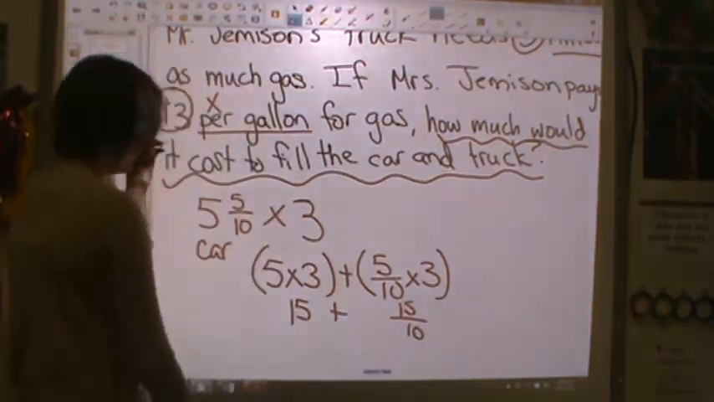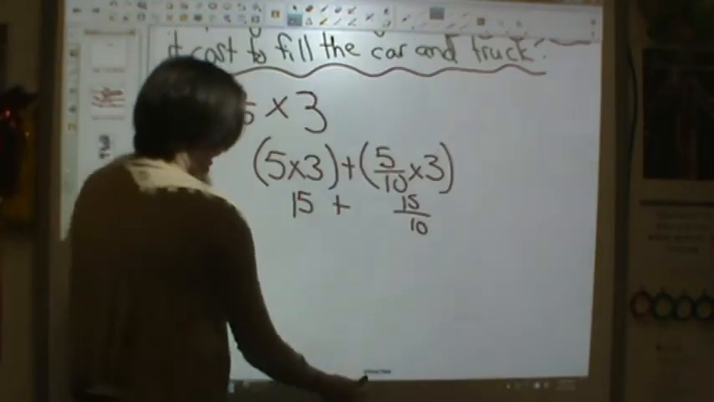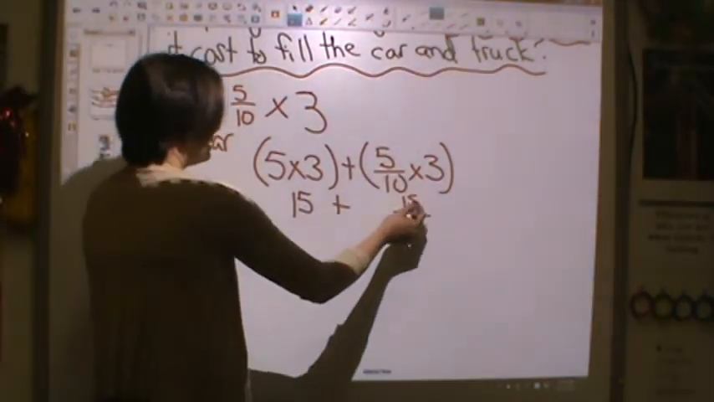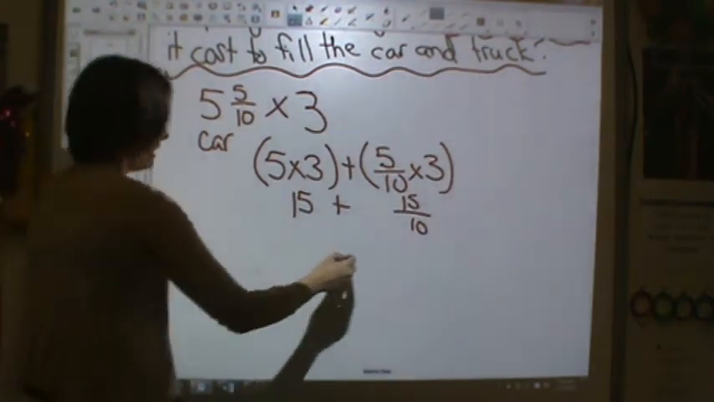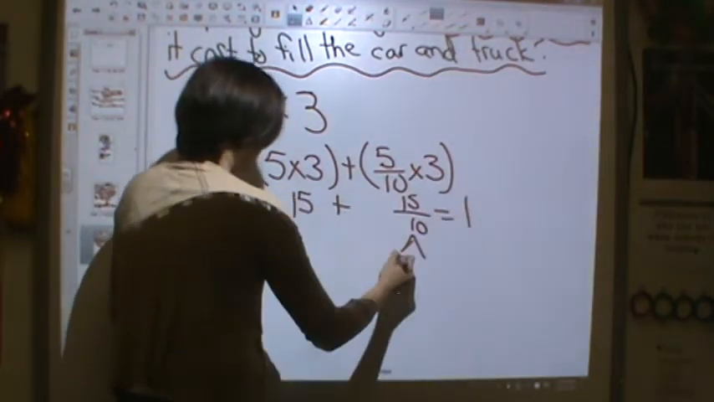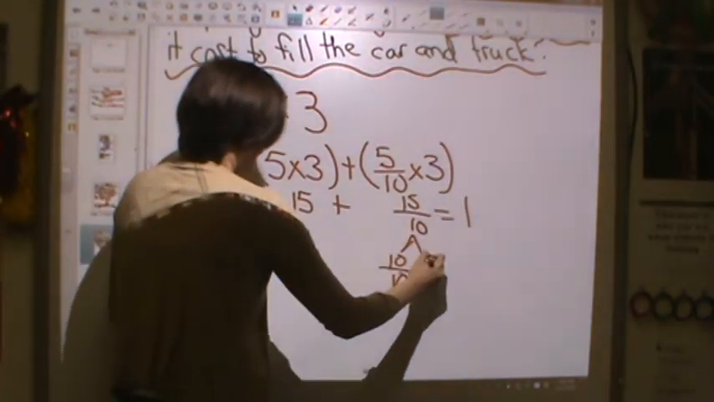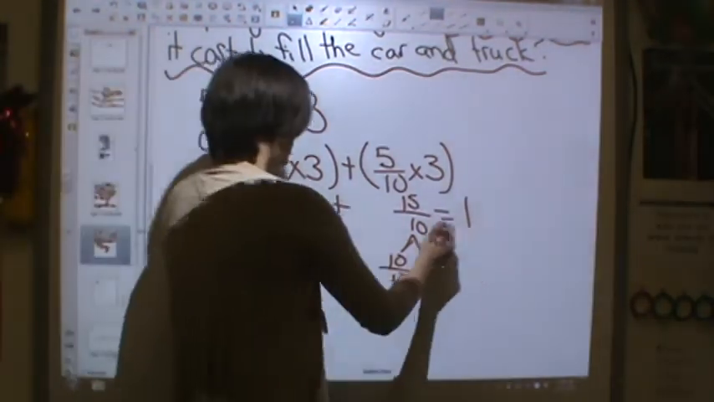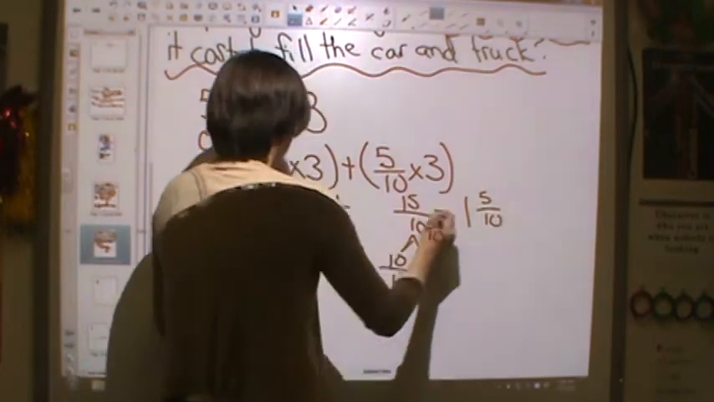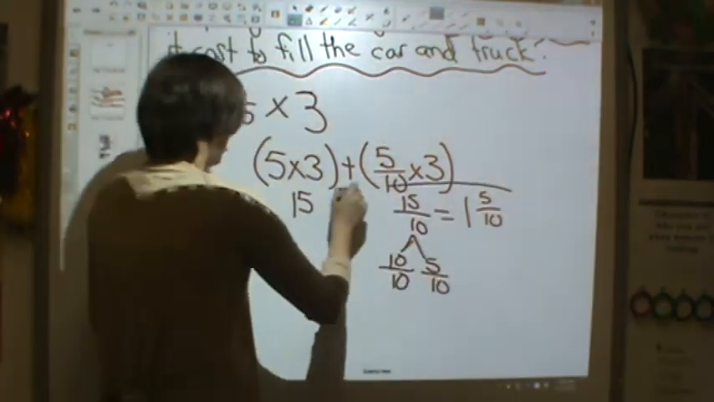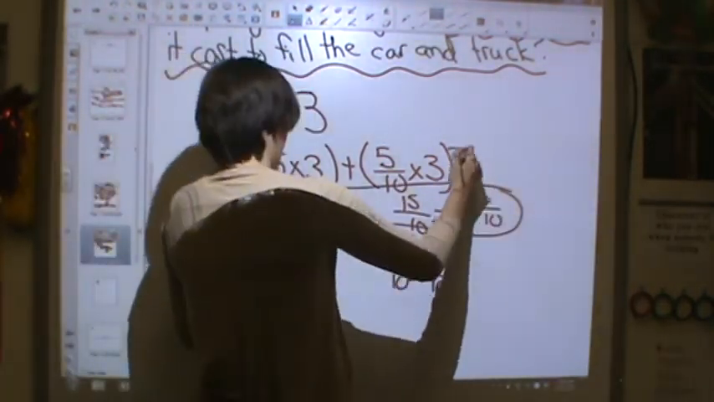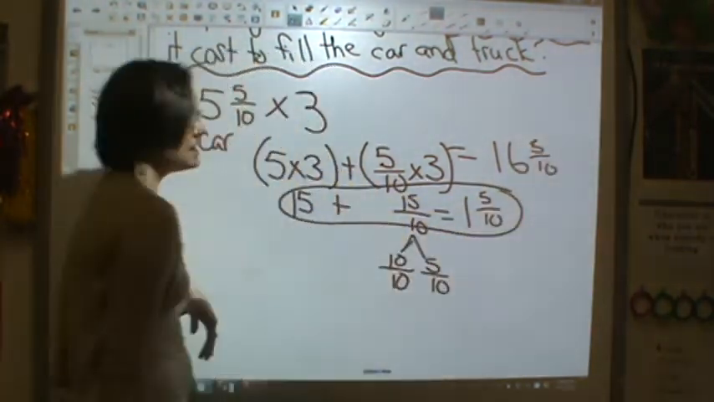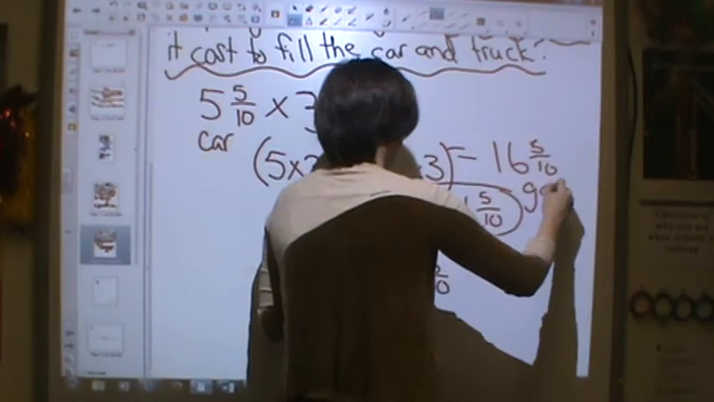Denominator stays the same. Tenths. Now this is an improper fraction. We need to change it into a mixed number. How many tens are in 15? Just one. So you have 10/10. And 5 plus 10 is 15. So I have 1 5/10. If I put these two numbers together, I have 16 5/10. So that's how much gas it will take.